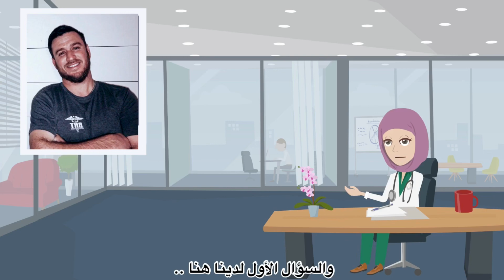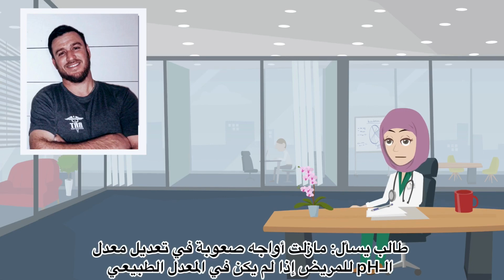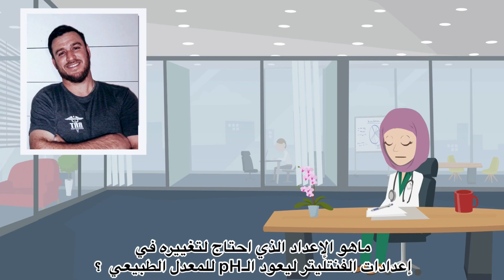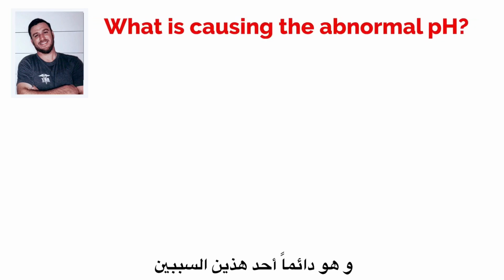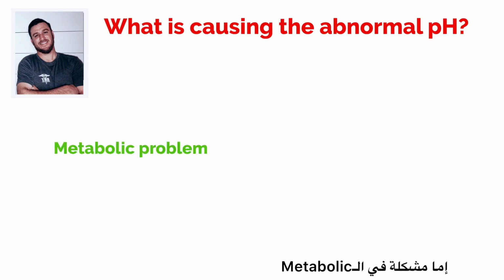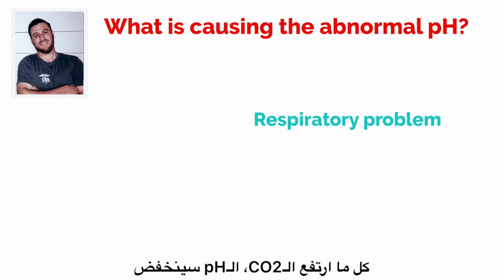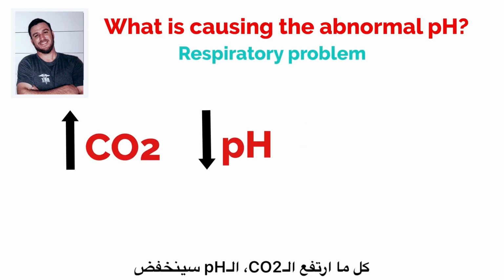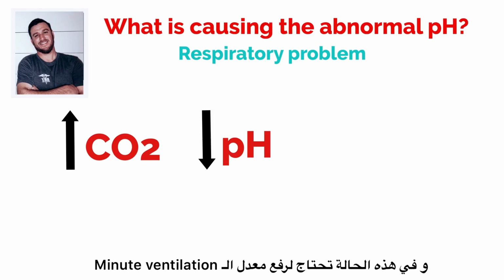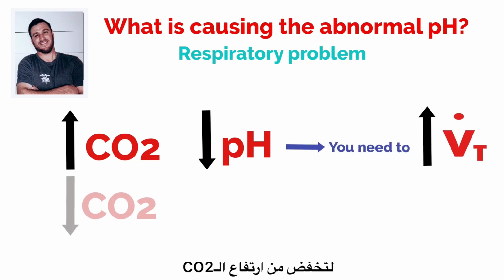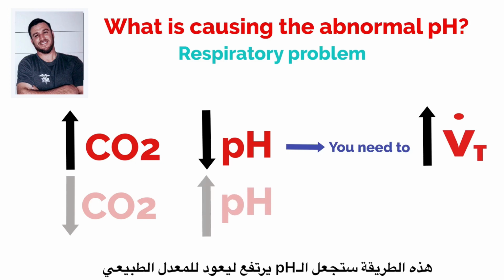And the first question we have here, a student is asking, I'm still confused on how to fix my patient's pH if it's not in the normal range. What settings do I have to fix to put my patient's pH in the normal range? Well, first of all, you have to understand what's causing the abnormal pH. There's only two things. It's either a metabolic problem or it's a respiratory problem. If it's a respiratory problem and your CO2 goes up, then your pH will go down. And in that case, you need to increase your minute ventilation to get the CO2 down. That will cause the pH to come back up into normal range.